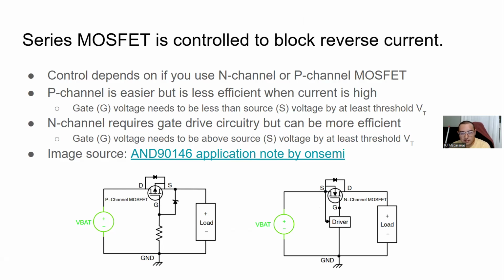So these N-channel MOSFETs are more efficient just due to the physics of P-channel MOSFETs versus N-channel MOSFETs, which we won't get into here, but it's one thing to note.